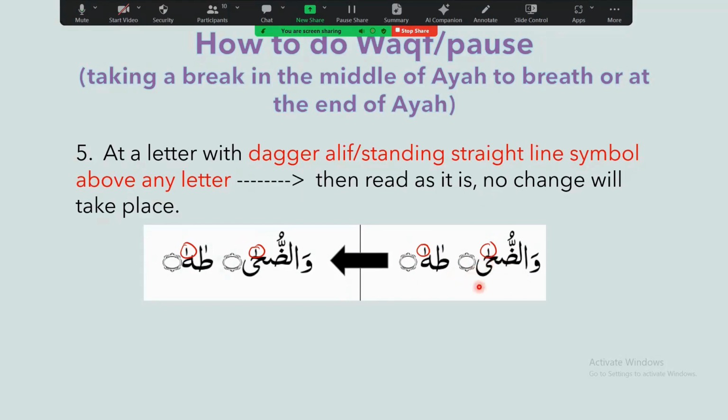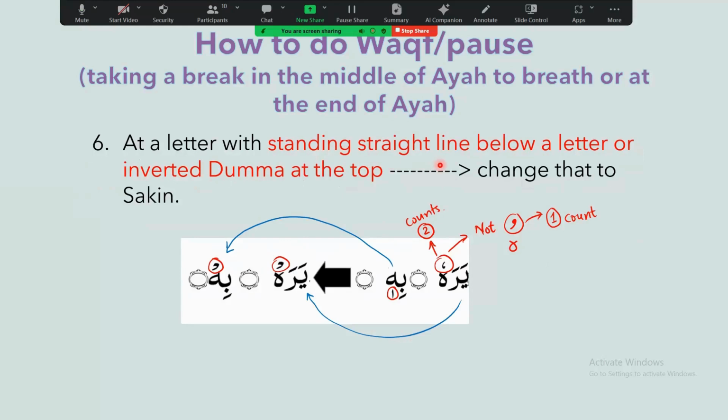You are not articulating this ya at the end. So that is why you will have to look at the sound at the end. There is a standing straight line with regards to the sound of it. So we do not change this; we just keep them as it is. Same as the example with ta. We keep this straight standing line above the letter as it is. Wadduha and ta.